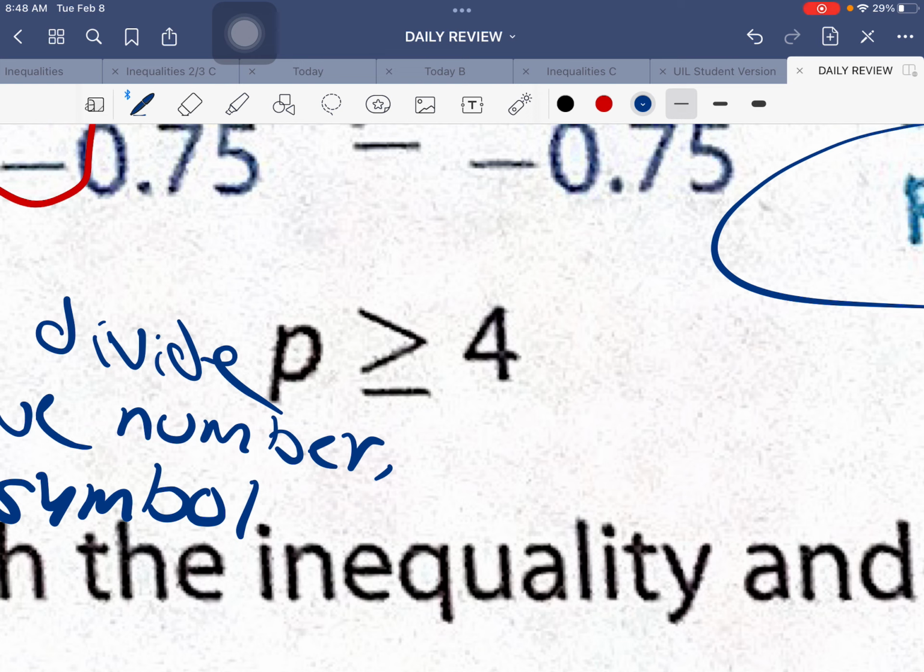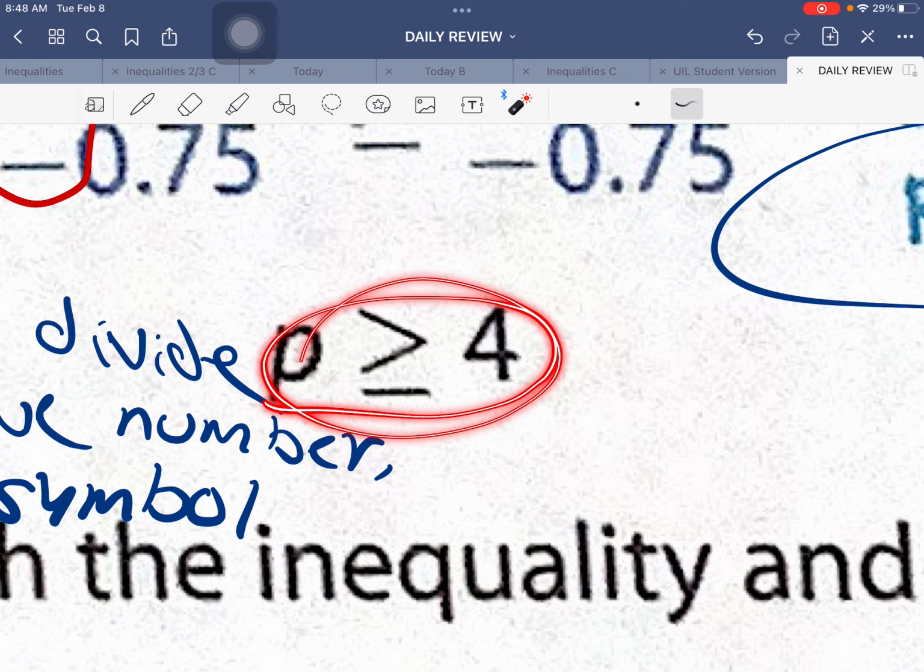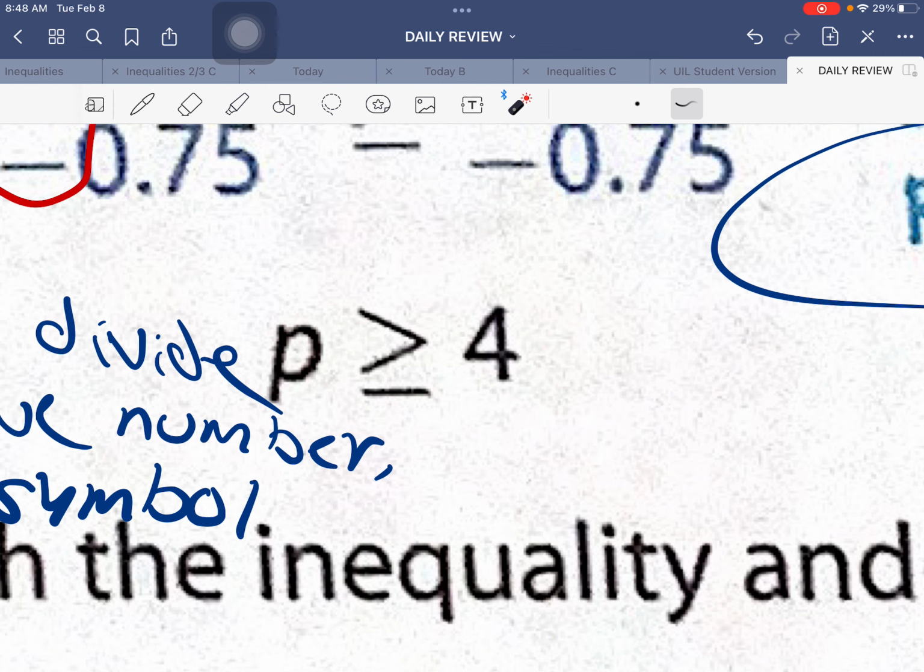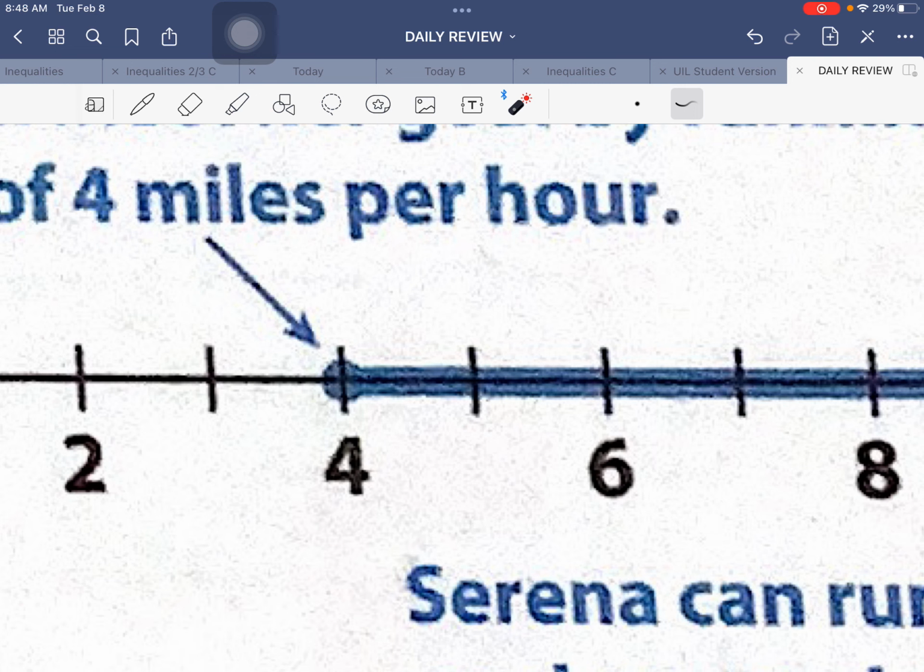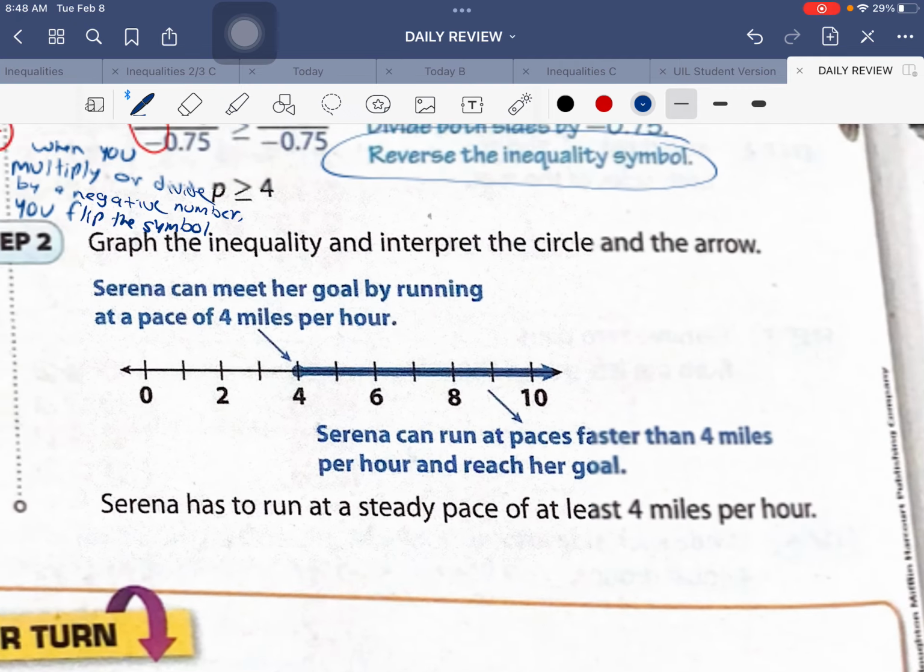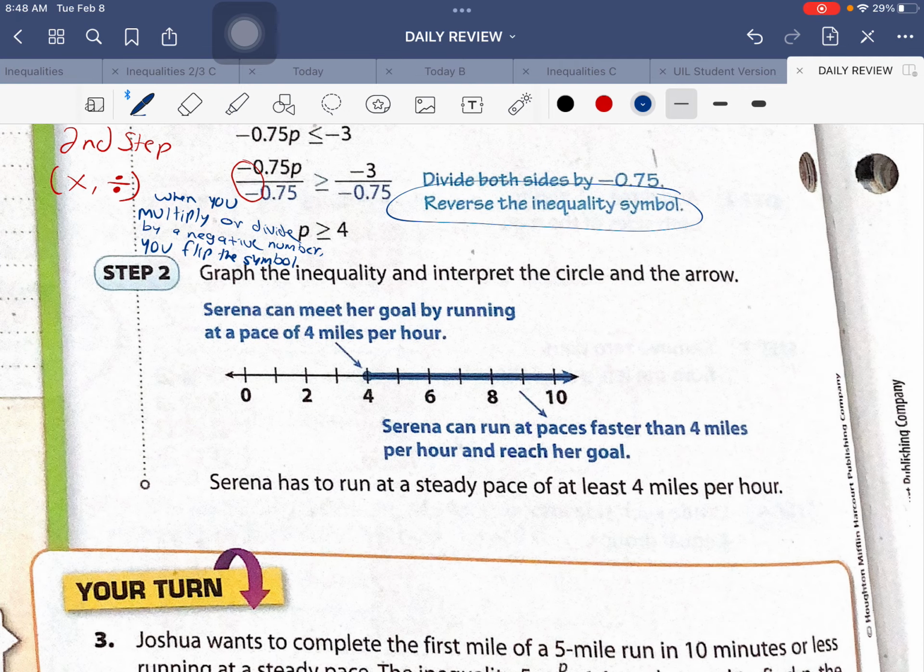Now, is this open or closed? And what number is it going to be at? 4. Right here, we already have our closed circle on 4. And what way is it going? Left or right?